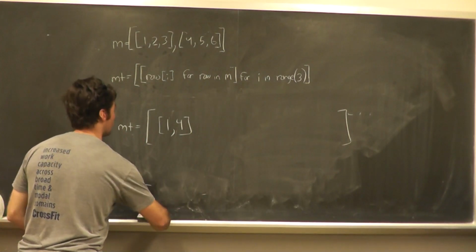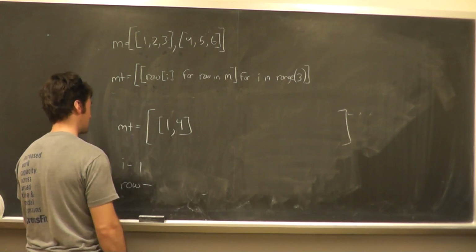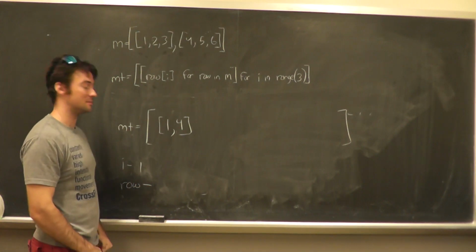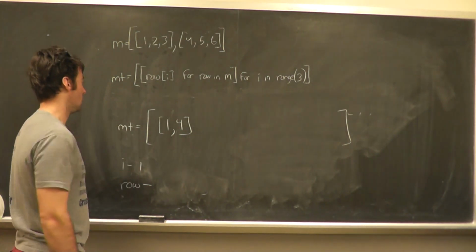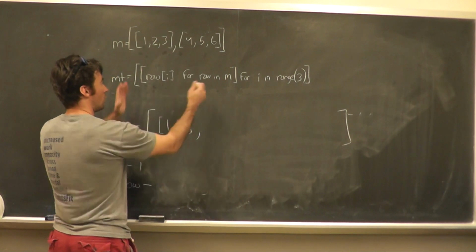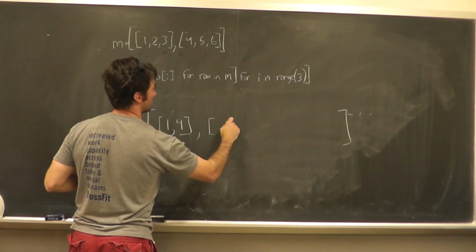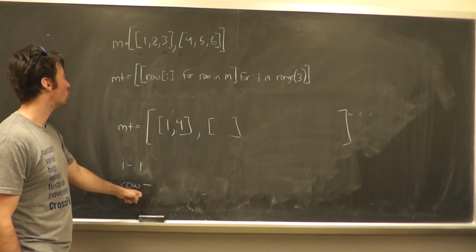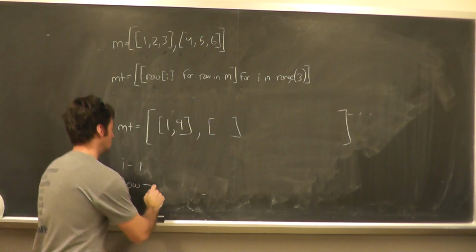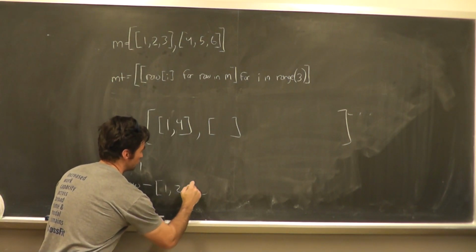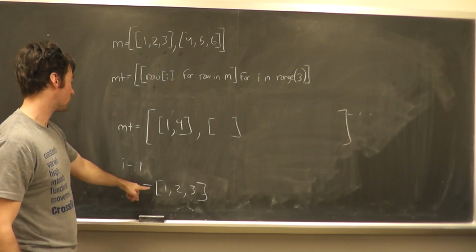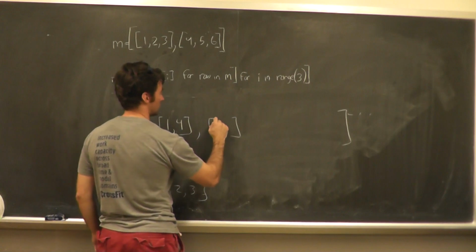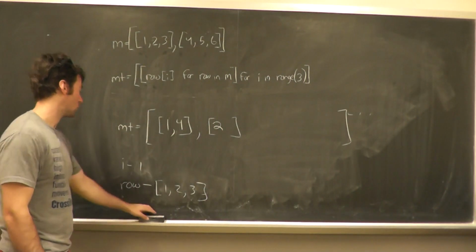So i now takes on a value of 1. Oh, by the way, once we finish this, we append that to this empty MT. All right, so now we also have an empty list that's appended on this. It's initially empty. i is 1. Row is going to start off being 1, 2, 3. We're going to take element 1 from this, which is the 2, and we're going to append it to this empty inner list. And then we switch over.